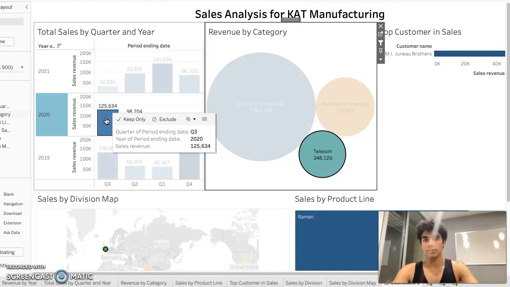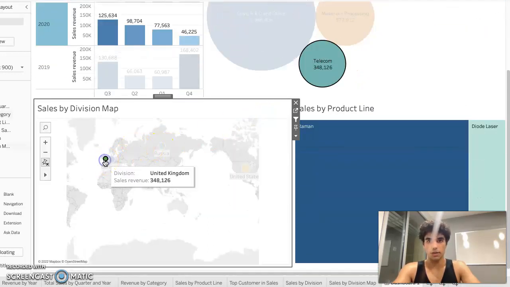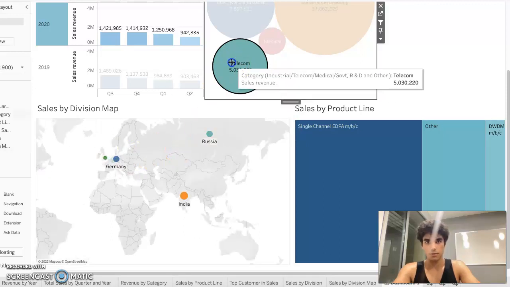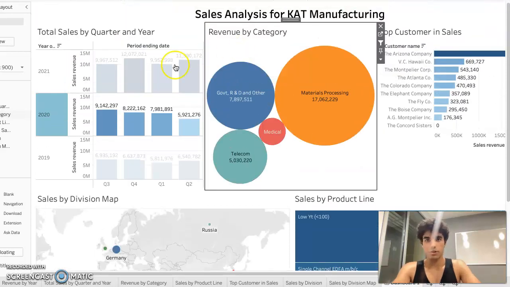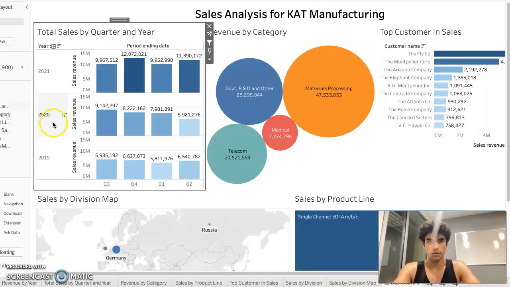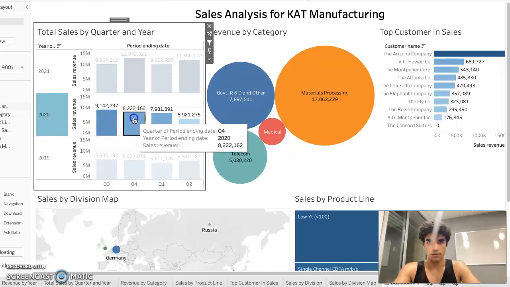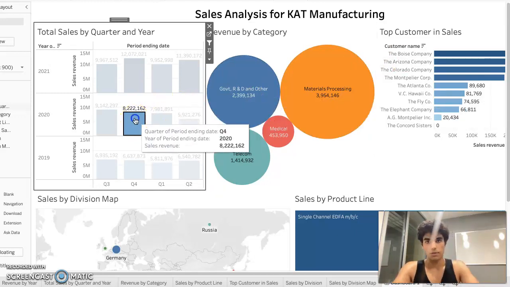And then up to the next question. Who is CAD manufacturing's top customer in the fourth quarter of 2020? So we're going to back up from United Kingdom, and back up from telecom. We have to tell who is the top customer of CAD manufacturing in the fourth quarter of 2020. So we're going to click on fourth quarter. The Boyce company was the top customer for CAD manufacturing in the fourth quarter of 2020. I'm going to click back.